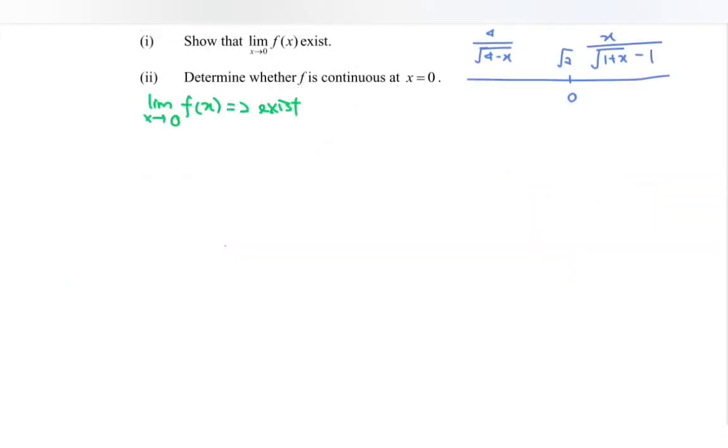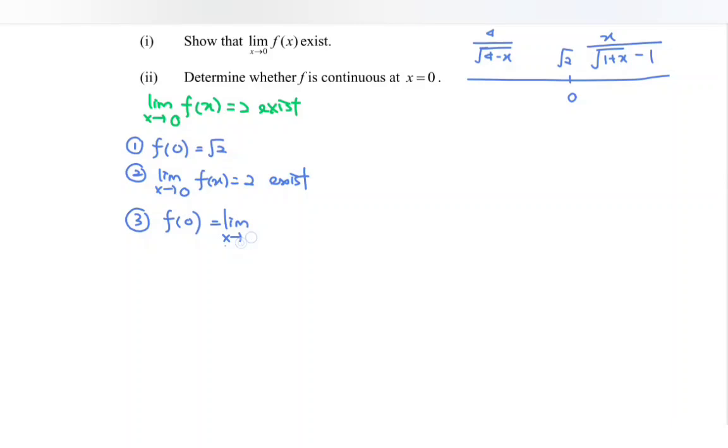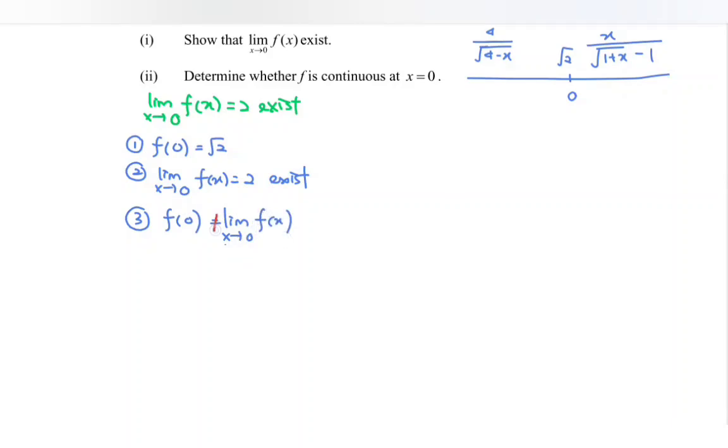Next, question number 2. Determine whether f is continuous or not at x equals 0. Step number 1, we must have f(0). If it refers to the real number line, we have square root of 2. Second step, does the limit exist or not? Here, the limit exists, where we have the value of y as 2. Step number 3, is f(0) equal to the limit when x approaches 0 for the function f(x)? The answer is no.